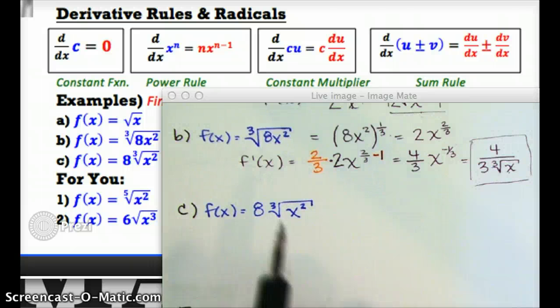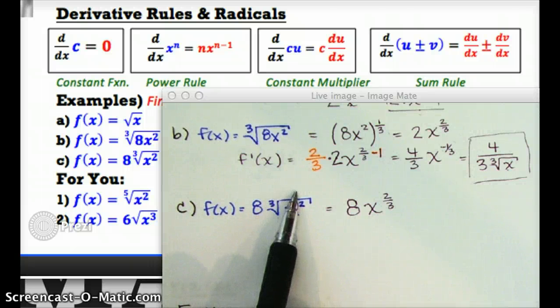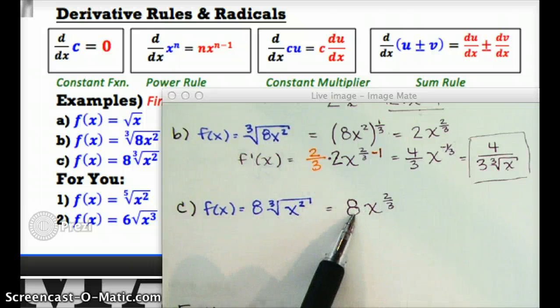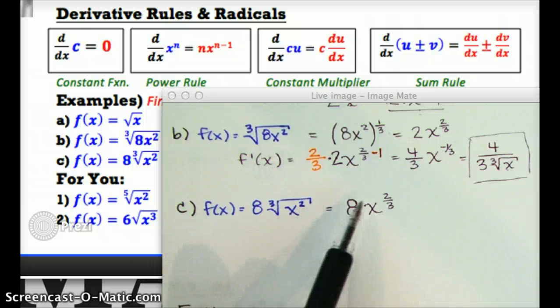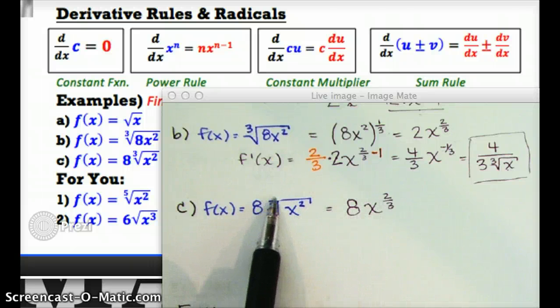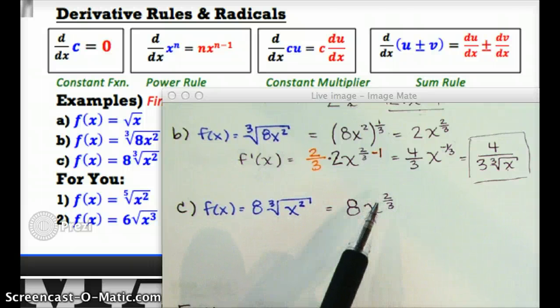Can you think how I'm going to have to rewrite this expression? Right, so in this case, since the coefficient is outside of the radical symbol, we don't have to take the cube root of 8. It just sits out front and becomes a coefficient. The power here is 2 over 3. 2 on the inside goes on the top. The index of the radical becomes the denominator of your exponent, which is a fraction.